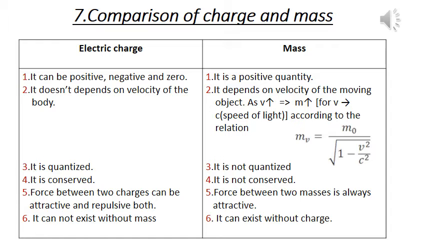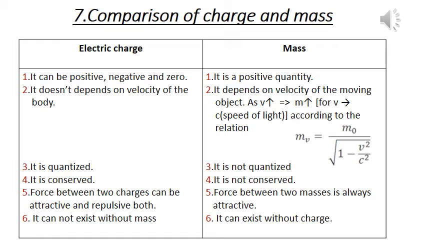When velocity of the moving object is much less than speed of light, the ratio v square by c square will be much less than 1, and hence there will be no effect of subtracting such a small quantity from 1, and the denominator will remain 1. Therefore, the mass of the moving object at velocity v will be equal to the rest mass.